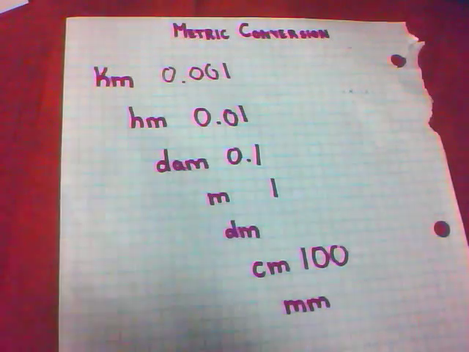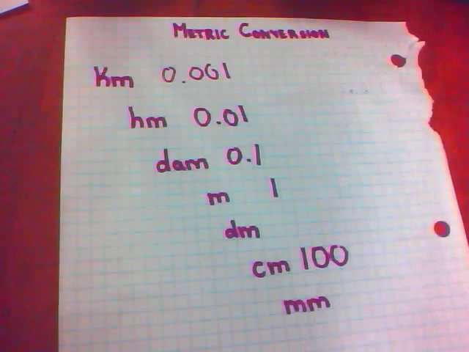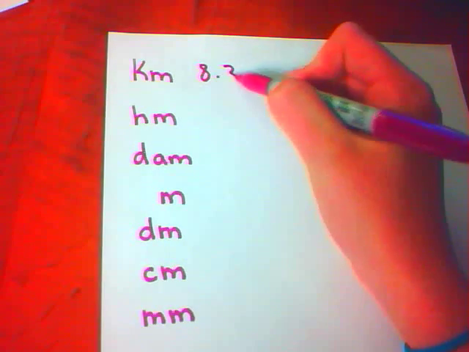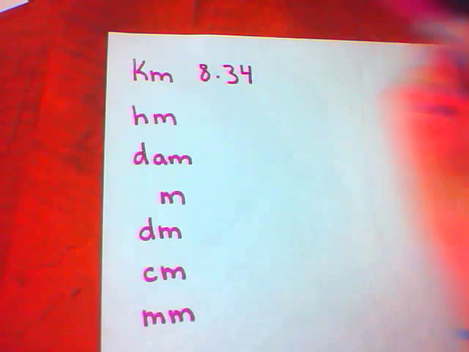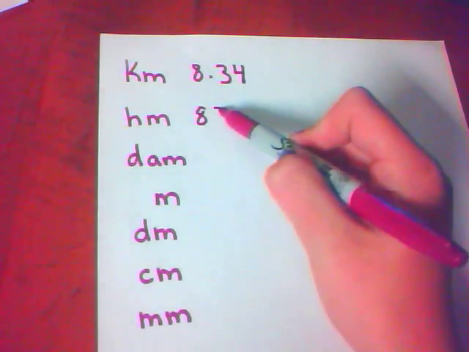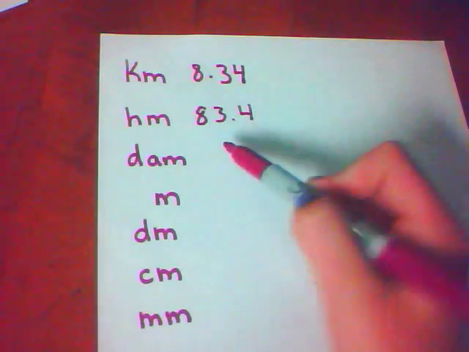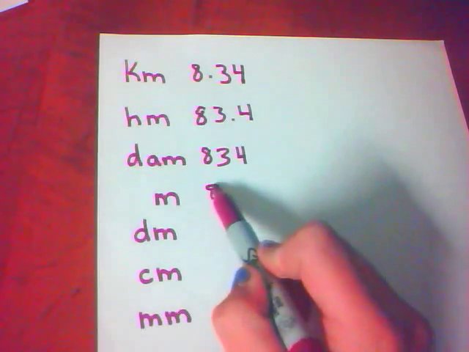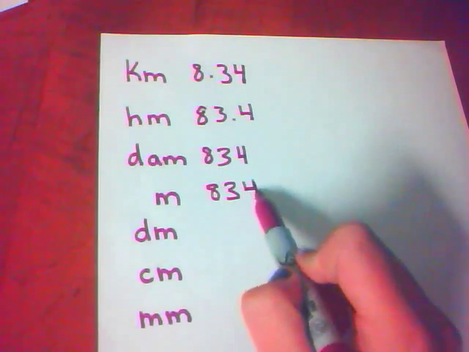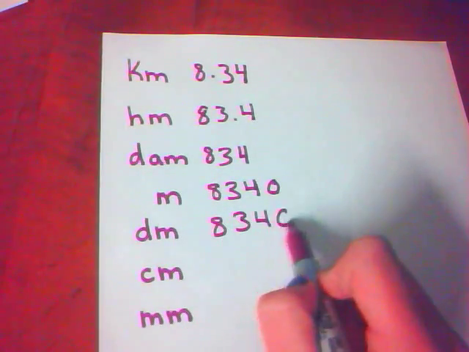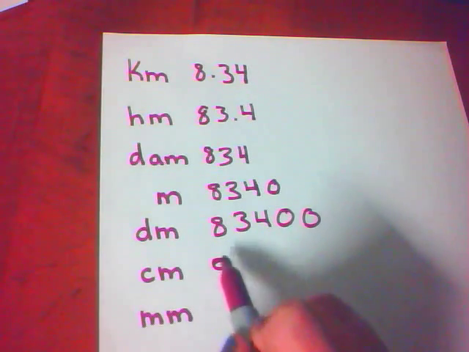Let's do another example. Let's say we have 8.34 kilometers and we want to convert it to millimeters. We will have to move the decimal over one place to the right each time, like this. 83.4, 834, 8,340 meters, and all the way down to here.